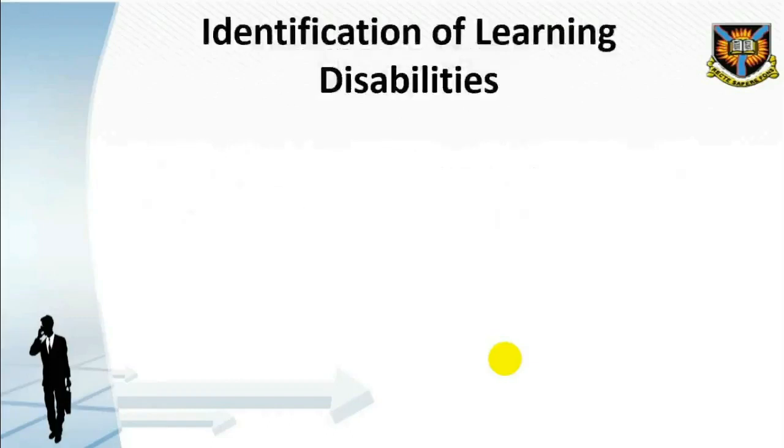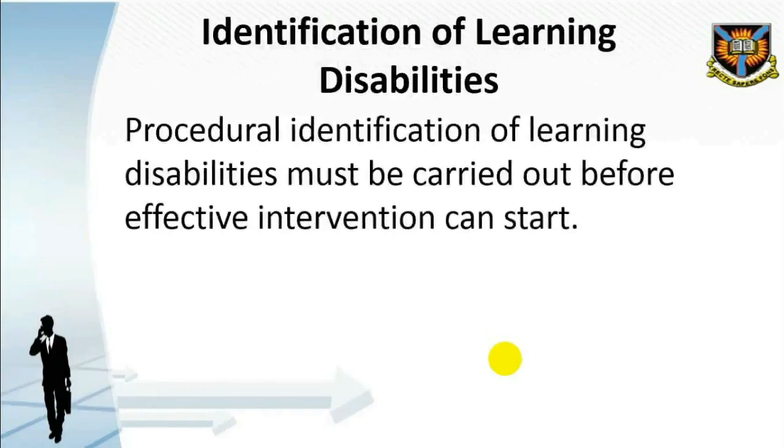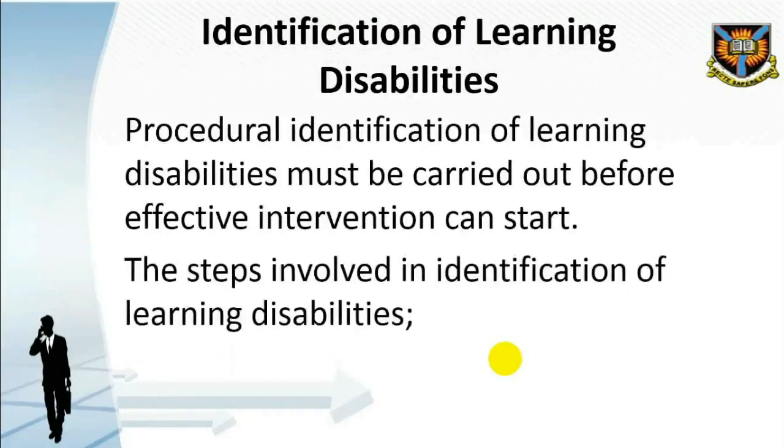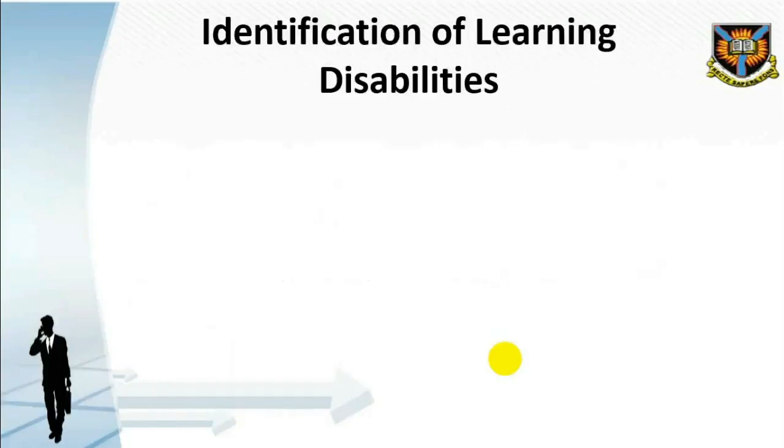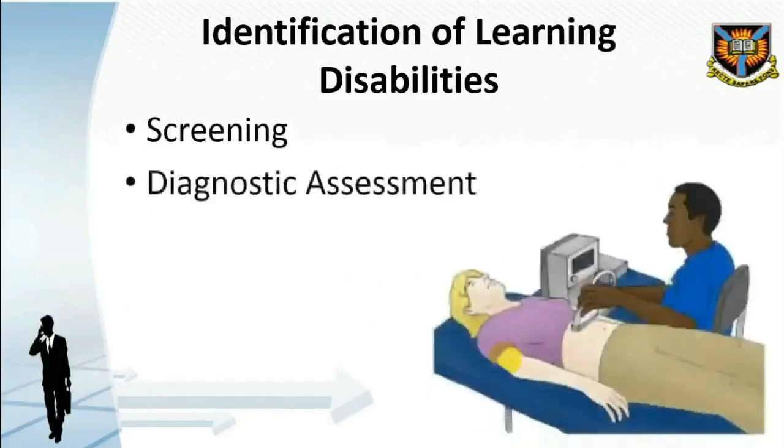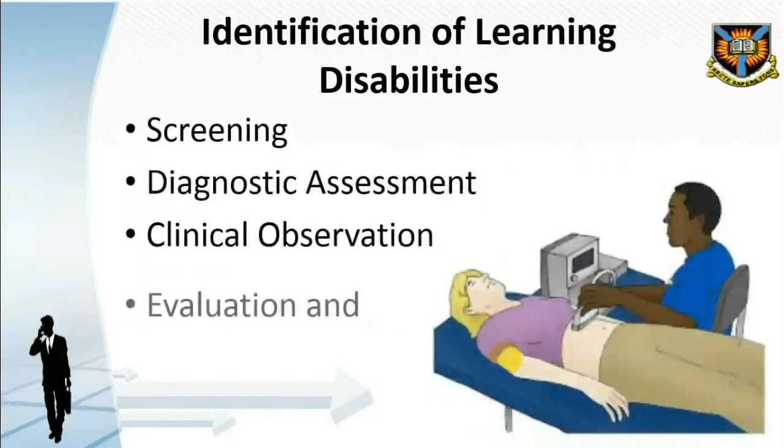Identification of learning disabilities. Procedural identification of learning disabilities must be carried out before effective intervention can start. We highlight the steps involved in identification of learning disabilities in Figure 4.1. Placement, evaluation, clinical observation, diagnostic assessment, screening.